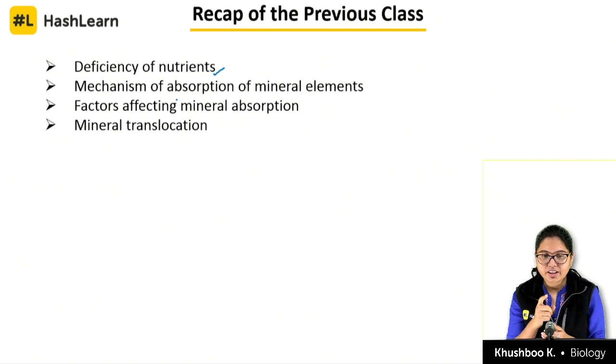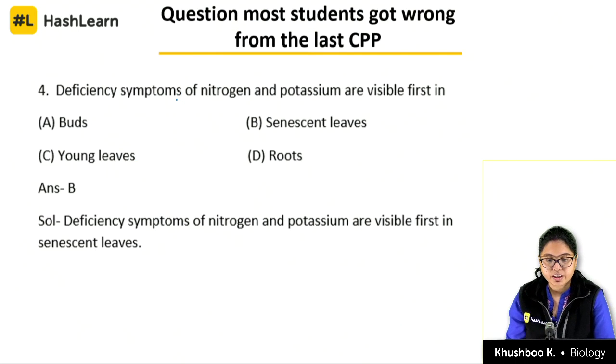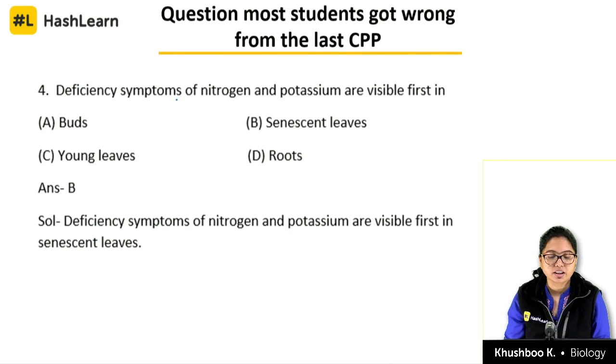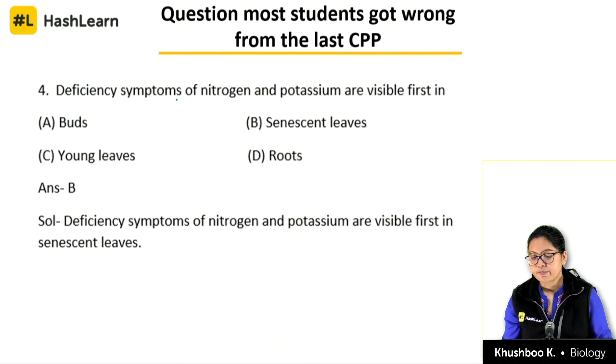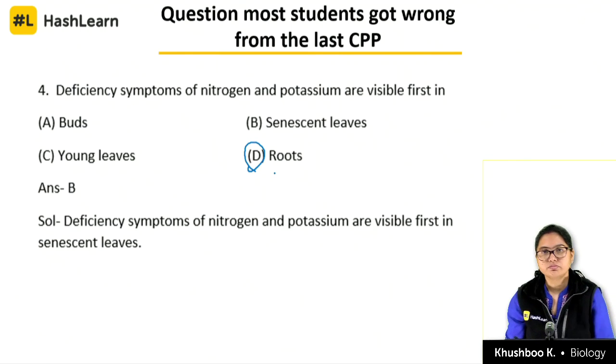Now on your screen will come the CPP question, the class practice pack question, where most of you have gone wrong. Okay, so here it comes. The question was question number 4, and it's pretty easy. The deficiency symptoms of nitrogen and potassium are visible first in A, buds, B, senescent leaves, C, young leaves, D, roots. Okay. So most of you have opted for D, out of the league option actually.